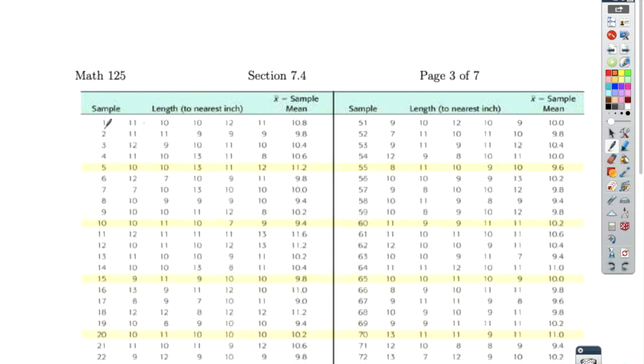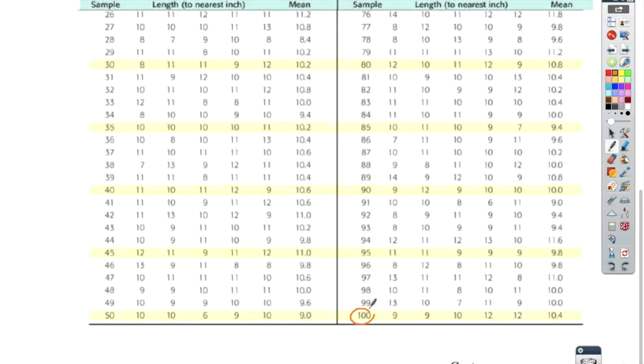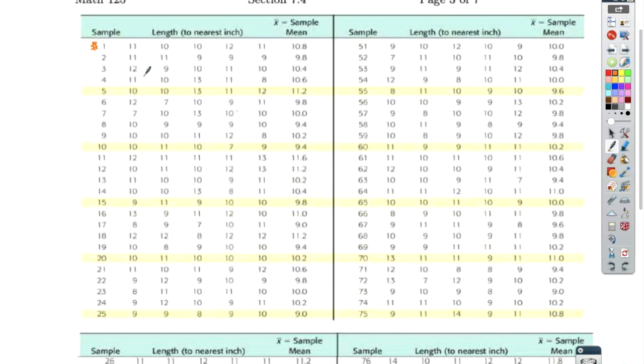Okay, so looking at all this data, let me start by just talking about how this is laid out actually. So sample number 1 is what this is saying. This is basically like kid number 1. And remember, our data comes from 100 kids. So this table is sort of in 4 different panels, but this goes all the way down to child number 100. Now, each of these kids catches 5 fish, and these are the lengths of their 5 fish. So child number 1 caught a fish that's 11 inches, another one that's 10 inches long, another one that's 10 inches long, 12 inches long, and 11 inches long.